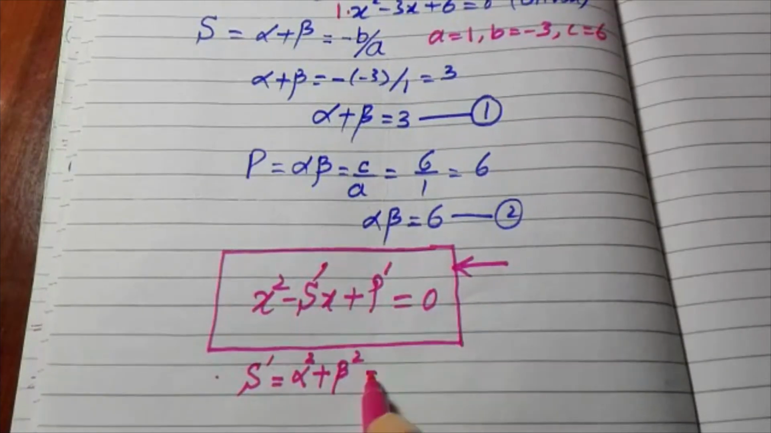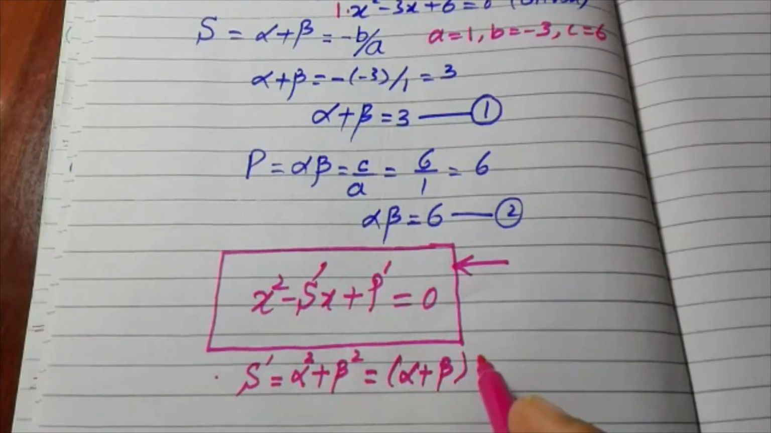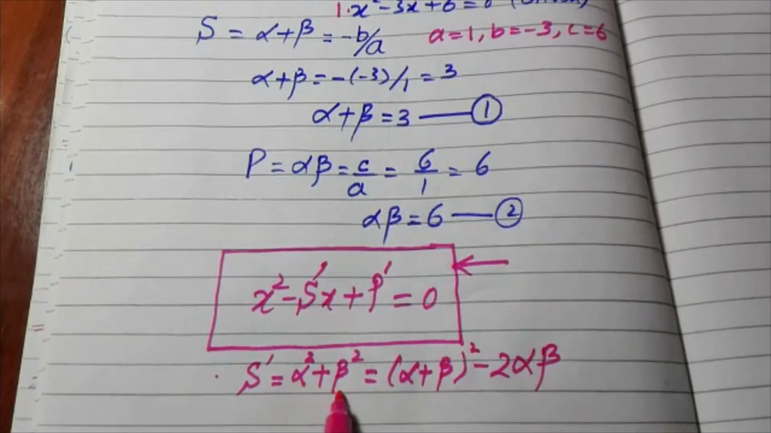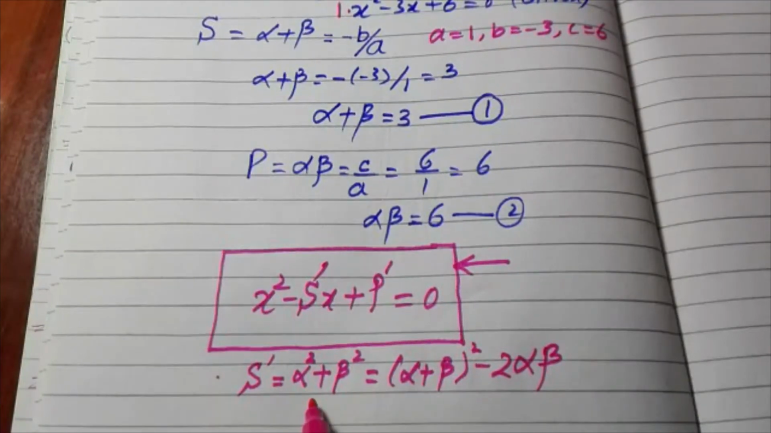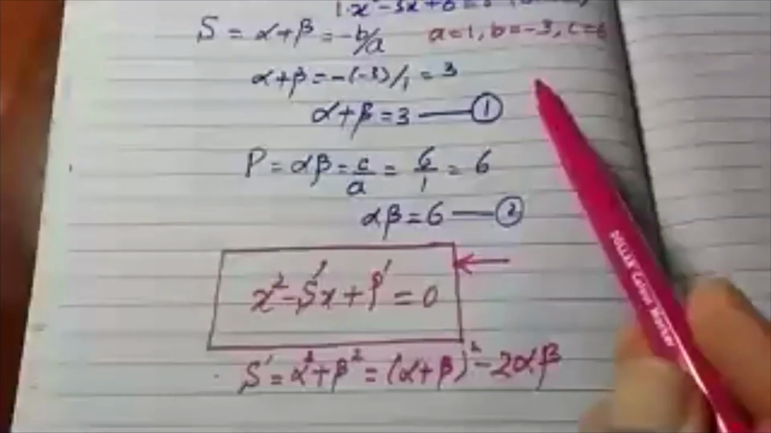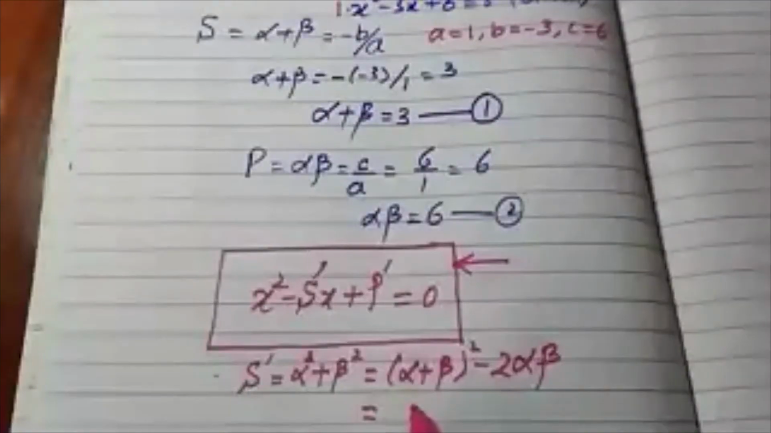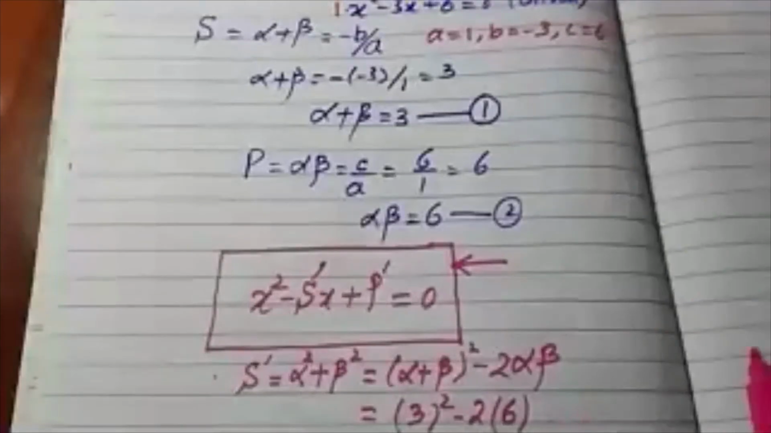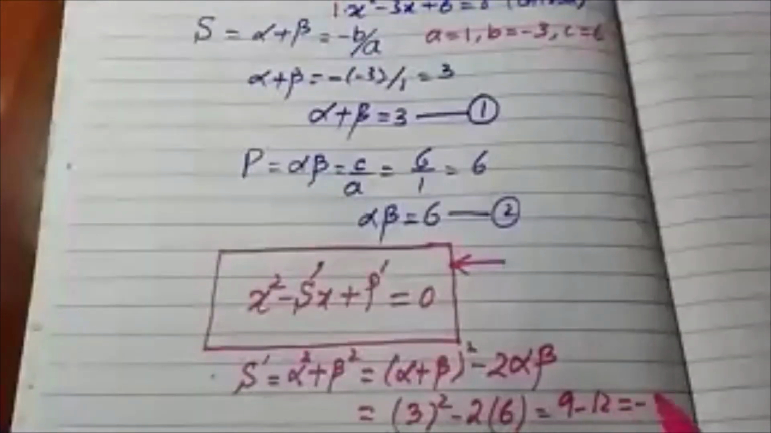You have used this concept before in the previous exercise: alpha plus beta whole square minus 2 alpha beta is equal to alpha square plus beta square. The purpose is to find the sum of roots of the required equation by using alpha plus beta and alpha beta of the given equation. Substitute the value of alpha plus beta from equation number 1, which is 3, and alpha beta is equal to 6. It gives 9 minus 6 twos are 12, which is equal to minus 3.